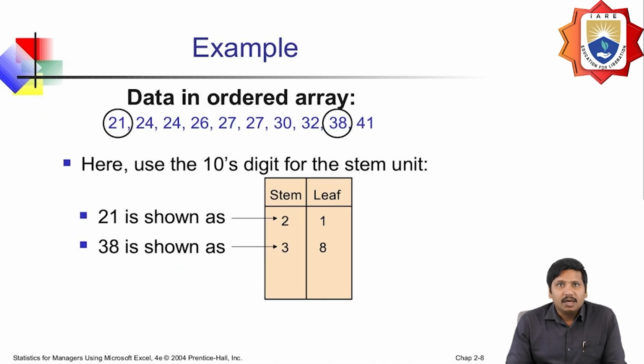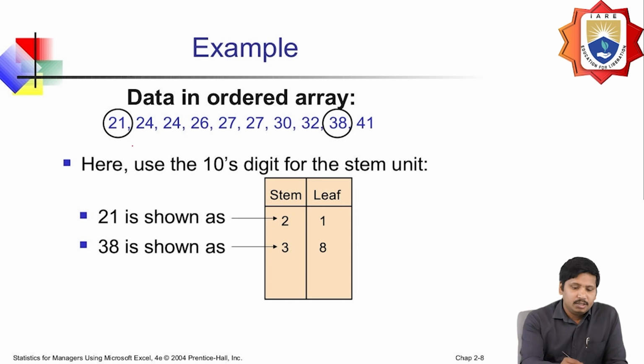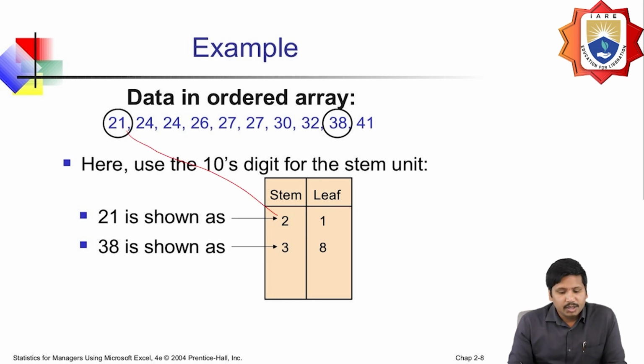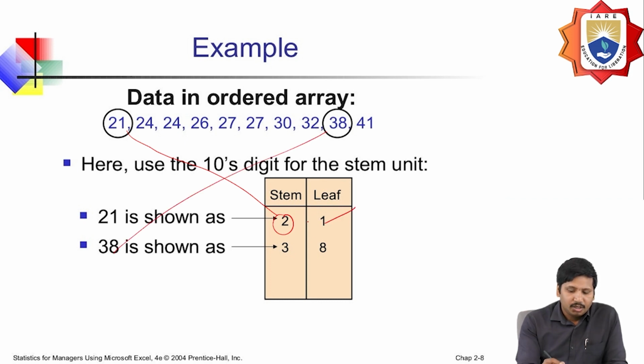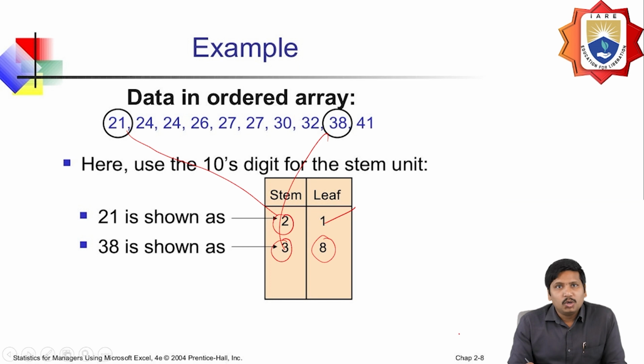For example, the data can be arranged in an ordered array. If I consider this number, 2 is the stem and 1 is the leaf. In 38, 3 is the stem and 8 is the leaf. Like this, we construct the stem and leaf diagram based on the data set we have. So if it is a 10-digit number, how do we construct it?